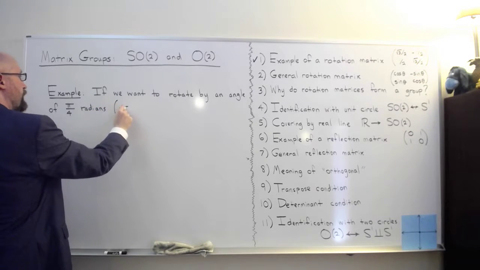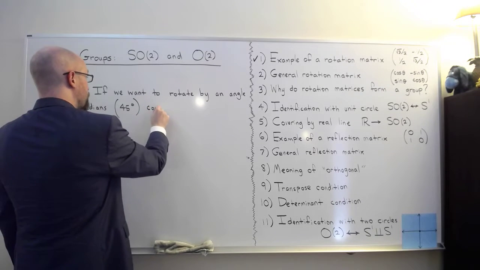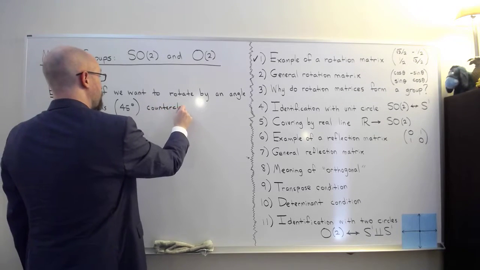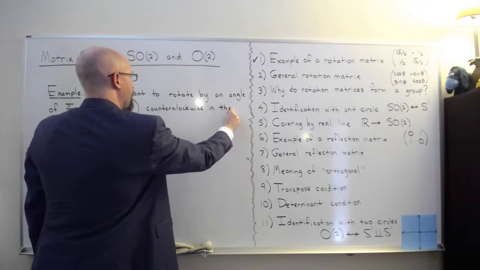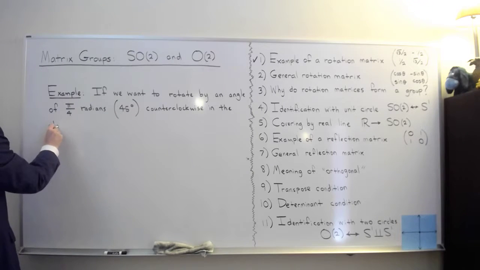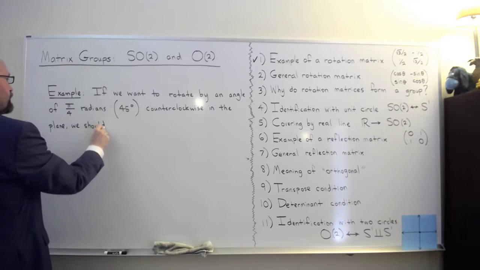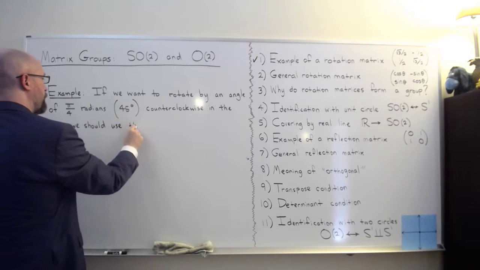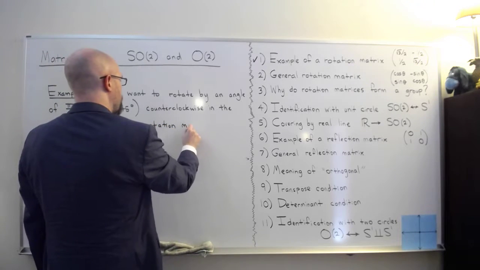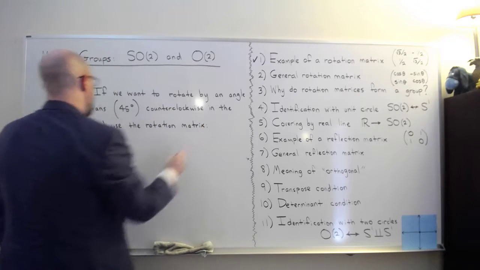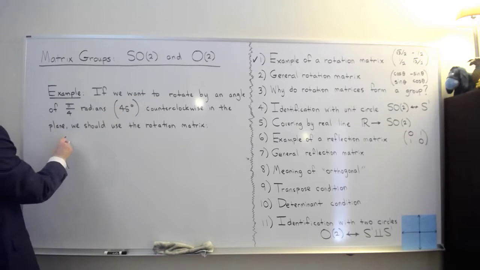So if you like, this is 45 degrees. If you like to think of it in terms of degrees, counterclockwise, in the plane, we should use the rotation matrix. Which one? Well, it should be the one that's given by that formula.